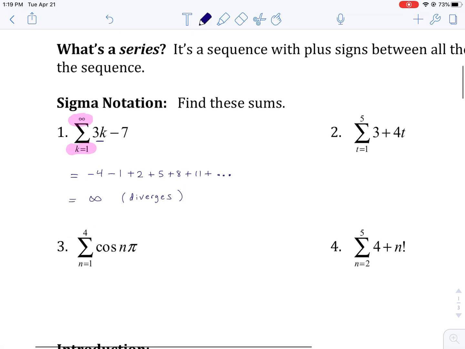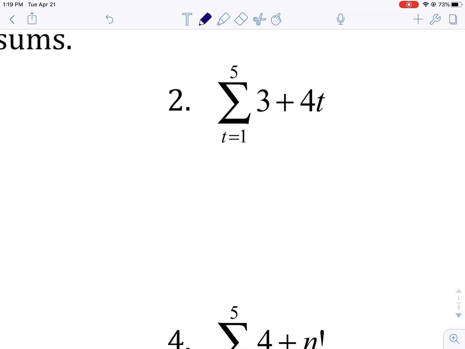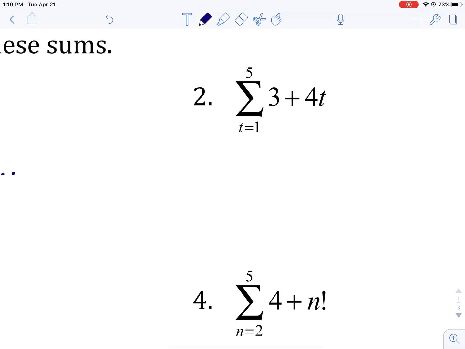Okay. So, of course, the only interesting ones as far as getting an answer to an arithmetic series would be a finite series. So number 2 is an example of that. You could see the index goes from t equals 1 to 5, so there'll be 5 terms. Same thing, we're just going to plug in t equals 1, 2, 3, 4, and 5. If you plug in 1, you get 7. You plug in 2, you get 11. You could probably see the pattern. You're just adding 4 every time. And then finally, if you plug in 5, you get 23. And if we add these up, we get 75.